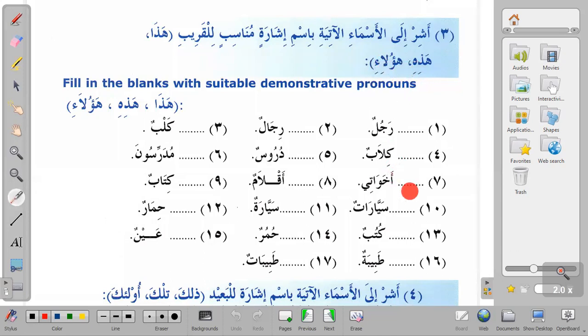Then to fill in these spaces, so we're going to point to these nouns using this Asma'ul Ishara. So you have to choose a suitable one, of course, not just any. So let's begin here. As you can see here, Rajulun. So which one do you put here? Of course, Haza is more suitable. Haza. You have to bear in mind Jamu al-Ghairi Akil. You have to bear in mind.